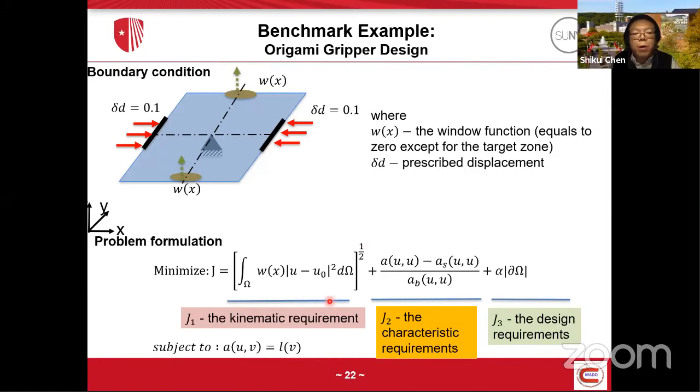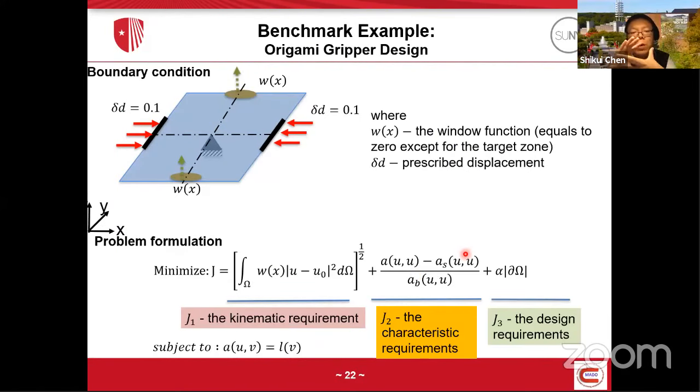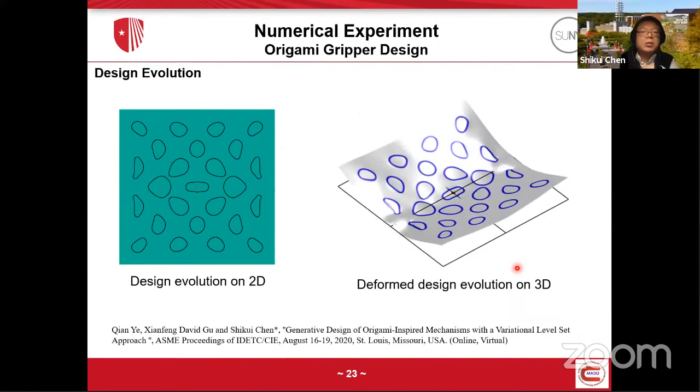We have a kinematic requirement, which is we want the origami structure to satisfy the displacement requirement. The second one is the characteristic requirement. That is, we want the origami to bend or deform like an origami. Essentially, we decompose the energy of the shell structure into three forms: the stretching energy, the bending energy, and the shearing energy. By manipulating these three kinds of energy, we want to force the structure to deform like an origami. The third one is the parameter design, like conventional topology optimization with the level set approach.